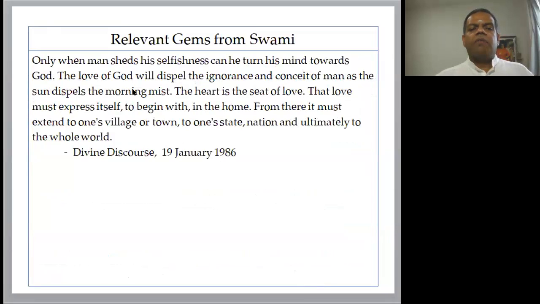The love of God will dispel the ignorance and conceit of man as the sun dispels the morning mist. The heart is the seat of love, and that love must express itself to begin with in the home. From there, it must extend to one's village or town, to one's state, nation, and ultimately to the whole world.